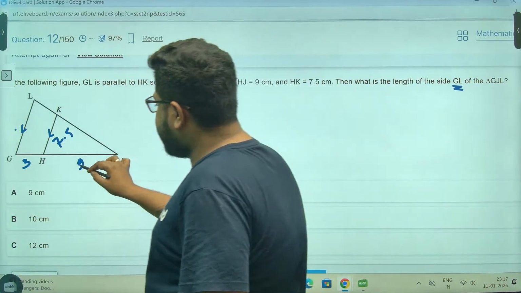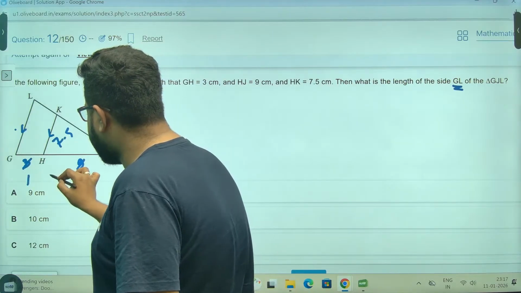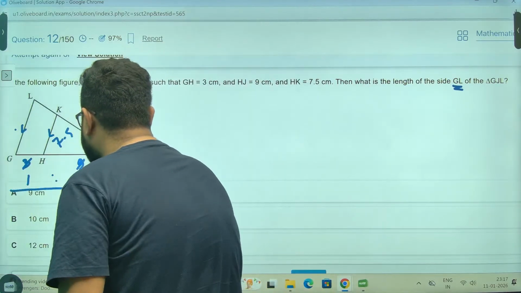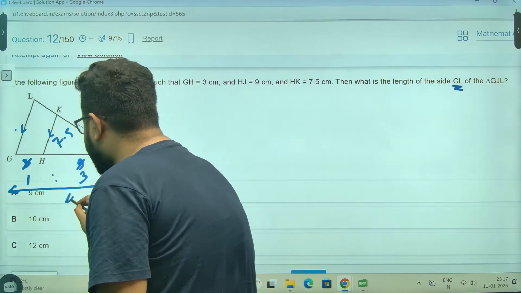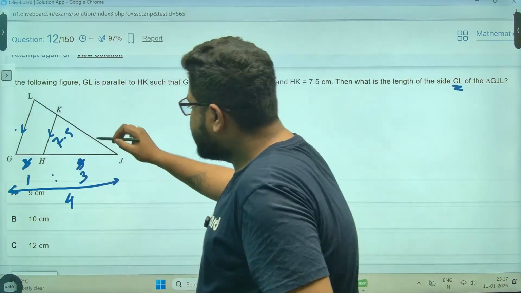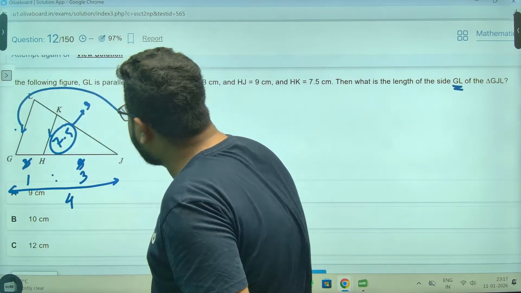Why? Sir, the ratio here is 3:1. 3 parts here, 1 part here. Meaning, this part is 3, the whole part is 4, sir. Everyone agrees? So same, just use Thales. So if this part is 3 units, this will be 4 parts.